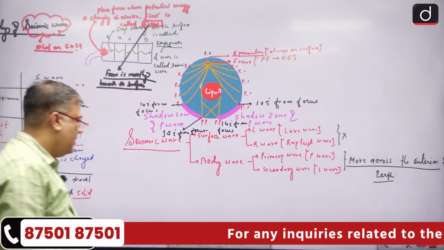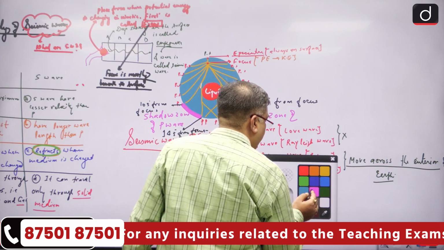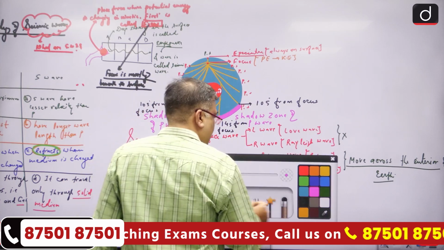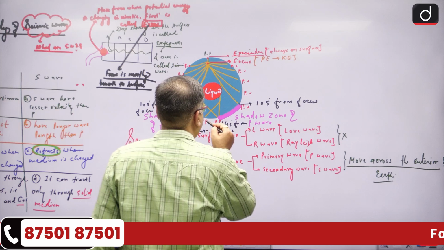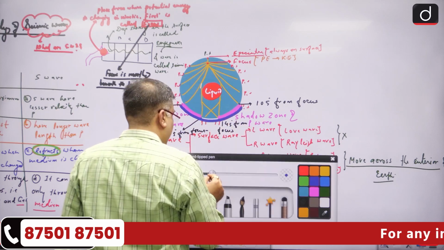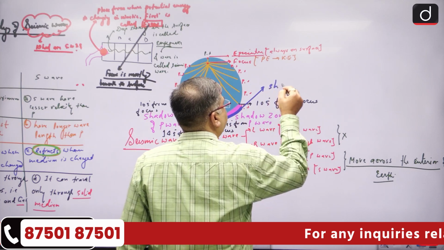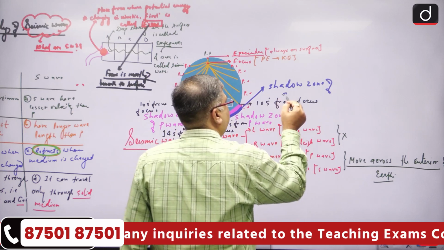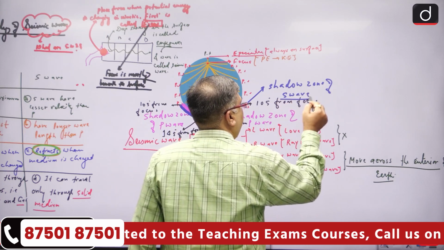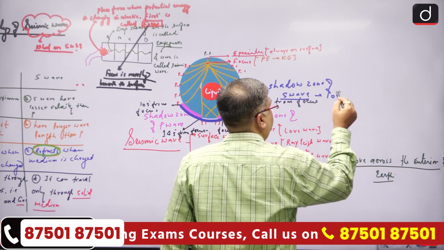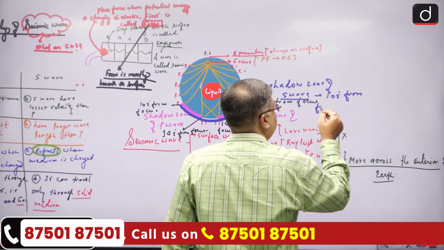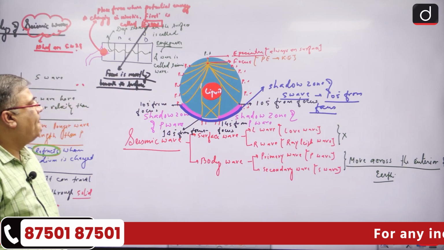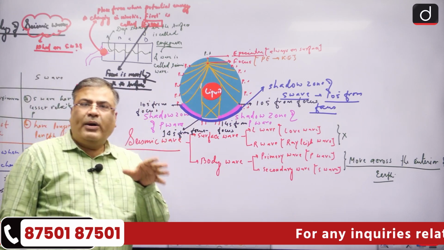Clear? But if we talk about the shadow zone of the S wave, this goes from here to here. This is called the shadow zone of S wave, and that is from 105 degree from focus and beyond. Clear? Now, what can we conclude?